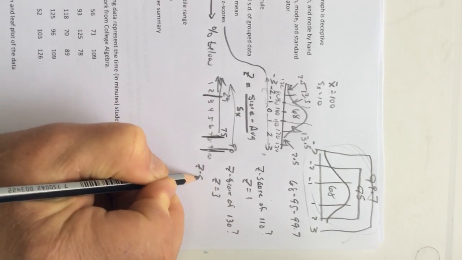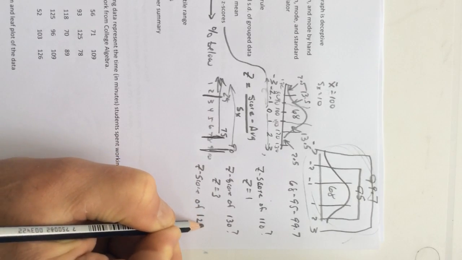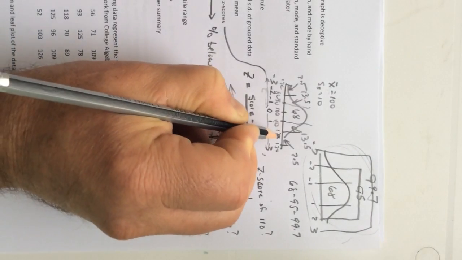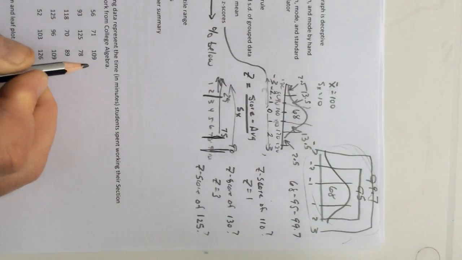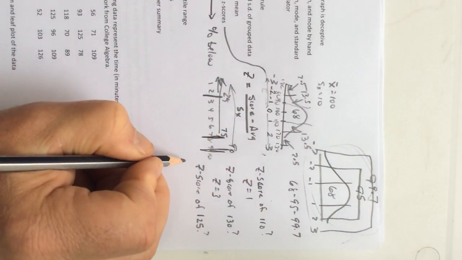If they say, what is the z-score of 125, okay, see, we can't look. We have to actually calculate that one in there. And it's not going to be exactly halfway between 2 and 3. So we have to do the formula then.